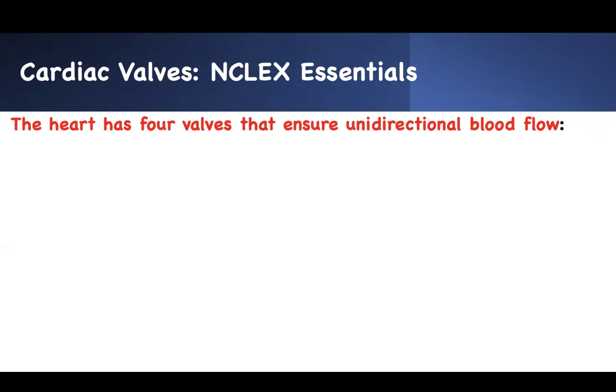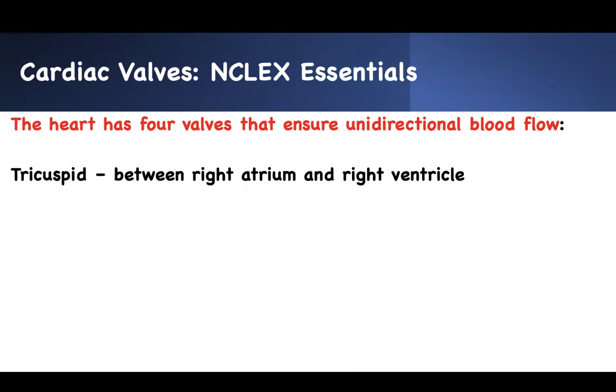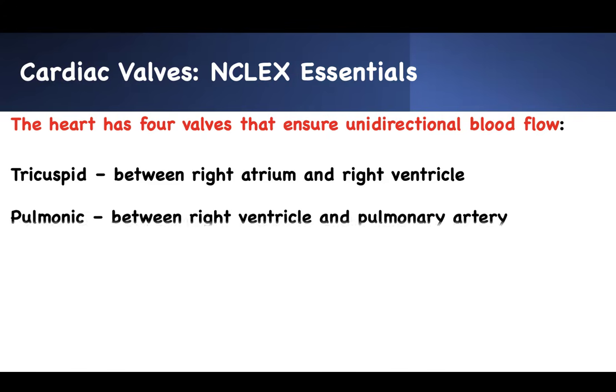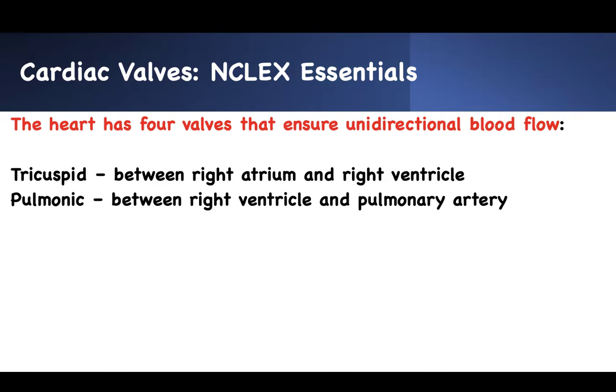They ensure unidirectional blood flow. That's all. One direction blood flow. But you have to know which direction it goes. From the tricuspid, that is the one on the right side. That's the valve between the right atrium and the right ventricle. Then the pulmonic is between the right ventricle and the pulmonary artery. This is the valve allowing one direction of blood flow.